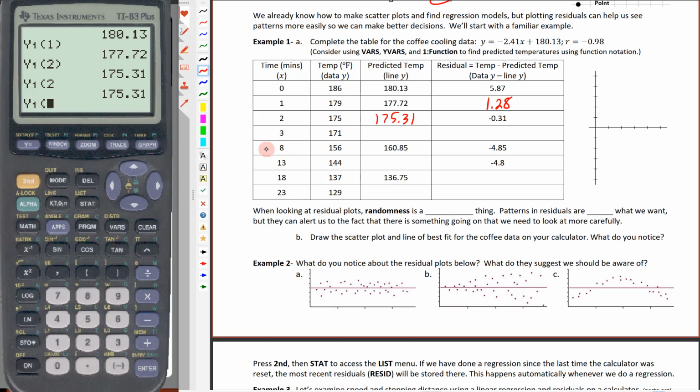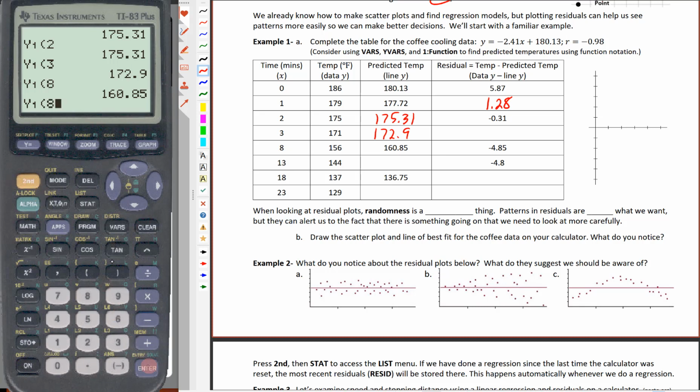So I'm going to plug in a number 3 for 3 minutes. At 3 minutes, this is predicting that the coffee is 172.9 degrees. At 8 minutes, let's just double check here. So I'm going to hit second enter, make that an 8. Hit enter, 160.85, we've got that one.